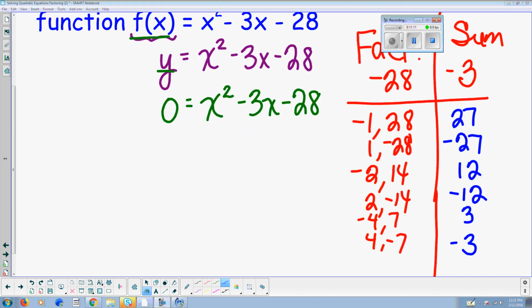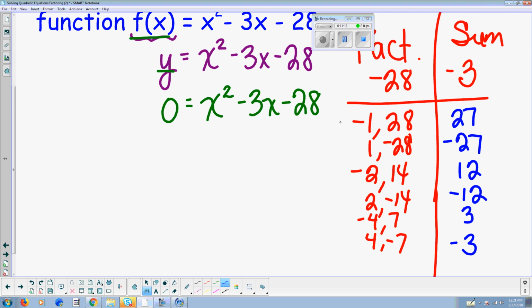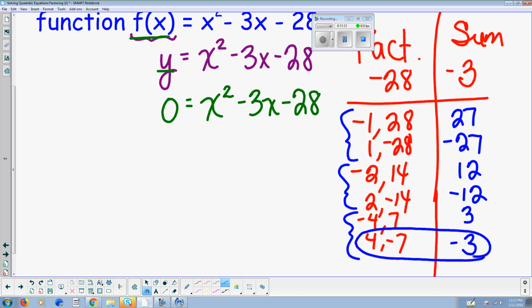Pause the video. So here's a look at all of the factors of negative 28. Remember that when you're factoring a negative number, we get a duplicate of all the factors because the negative could go on either term. But then we were looking for a sum of negative 3. So we go down here to positive 4 and negative 7. There's our winners. So when we factor this, we're going to factor into two binomials set equal to 0.